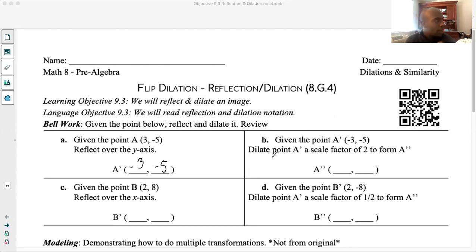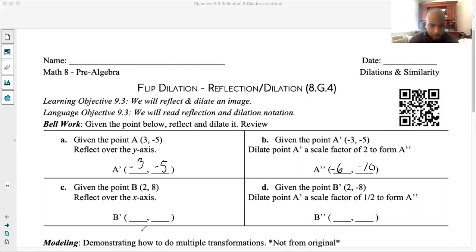So this point B here is talking about dilating. We need to dilate this point A prime with a scale factor of 2. What does that mean? That means that we're going to multiply, right? We talked about scale factor being multiplication. We're going to multiply each part of this coordinate by 2. So that means we're going to do -3 times 2, and we're going to do -5 times 2. So what is -3 times 2? We get -6. When we do -5 times 2, we get -10. All right, so this is what our new coordinate looks like: -6, -10.